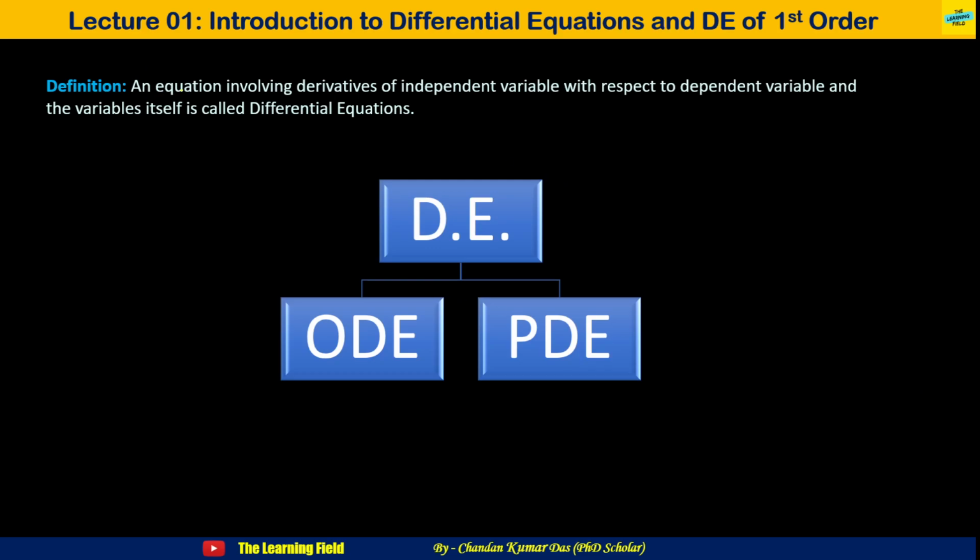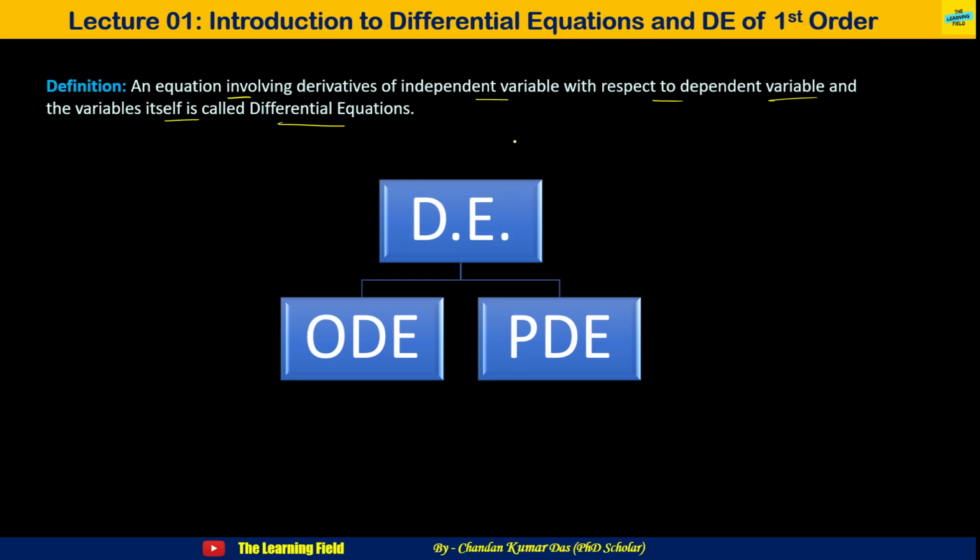Okay. So the definition says that an equation involving the derivatives of the dependent variable with respect to the independent variable and the variable itself is called a differential equation. We will not go into ordinary differential equations or partial differential equations yet. We will just start with ordinary differential equations, and there are far better definitions than this one. This is just a very basic definition of a differential equation.